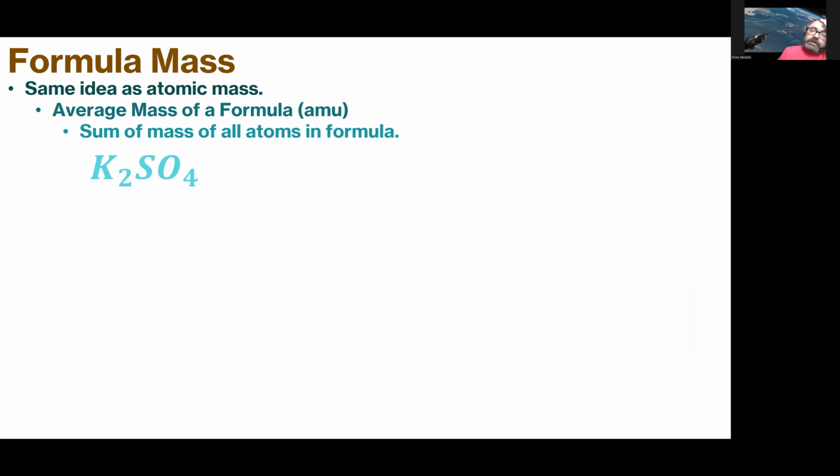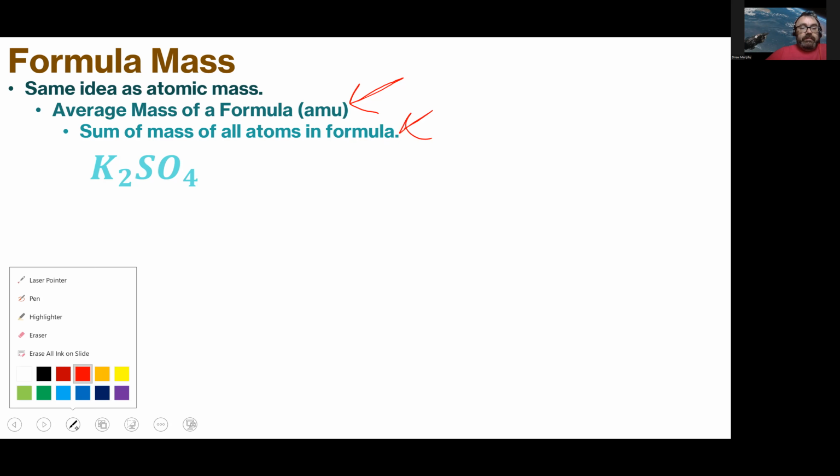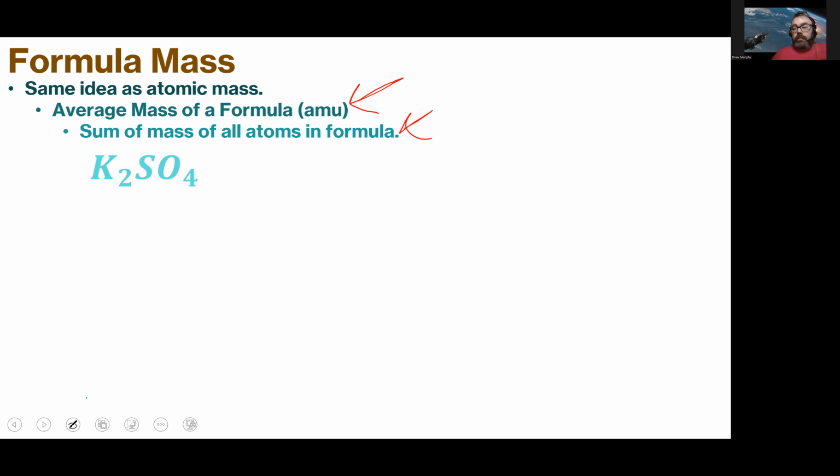Officially, our definition is going to be the average mass of that formula with units of AMU. Remember, AMU is for formula mass and for atomic mass, so we have those two different ideas there. The way we're going to figure this out is with the sum of the masses of all of the atoms in the formula.